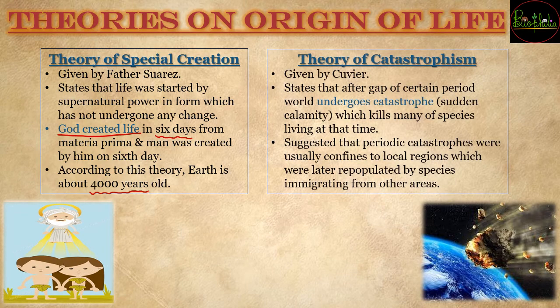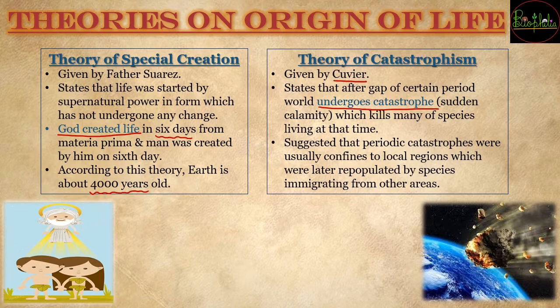Then the next kind of theory people suggested was the theory of catastrophism. Now what is catastrophism? It is a sudden calamity. It was given by Cuvier. So he thought that in certain intervals of time there is going to be a sudden catastrophe, यानी पूरा का पूरा वर्ल्ड एक ऐसे धमाके में जाएगा जिसकी वजह से सारे के सारे लाइफ जो है, सारे स्पीशीज जो है वो एक साथ मर जाएंगे.